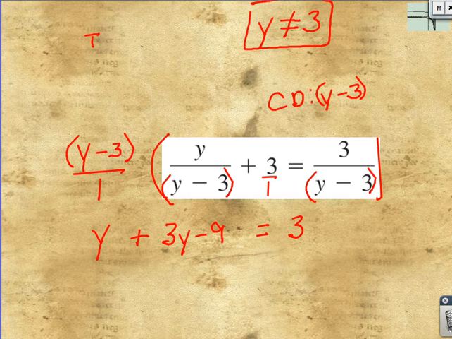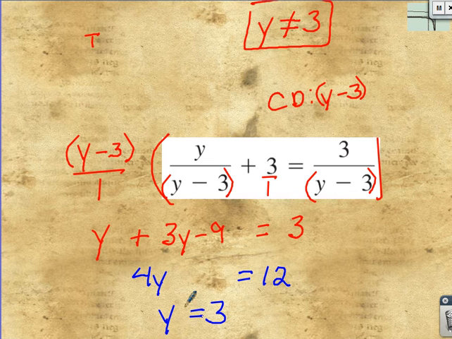Combine like terms. Y plus 3y gives me 4y. Let's move my minus 9 to the right side by doing plus 9. I get 12. Divide by 4 and we get y equals 3.